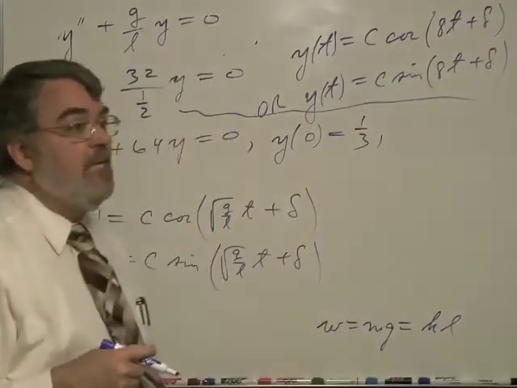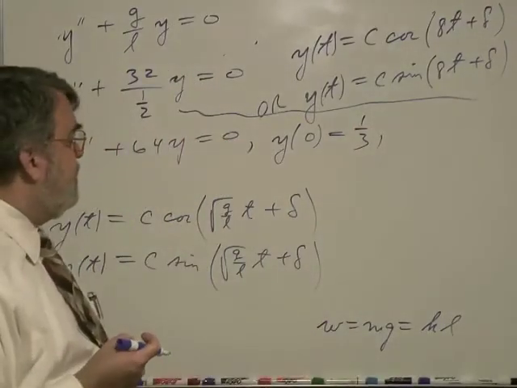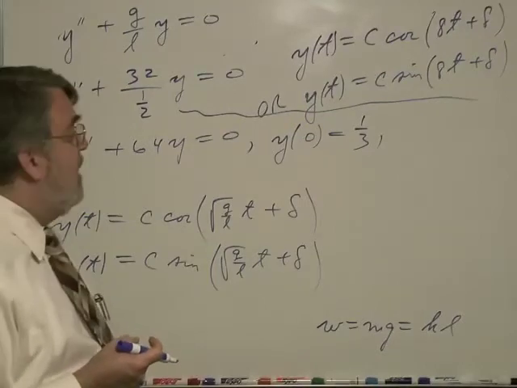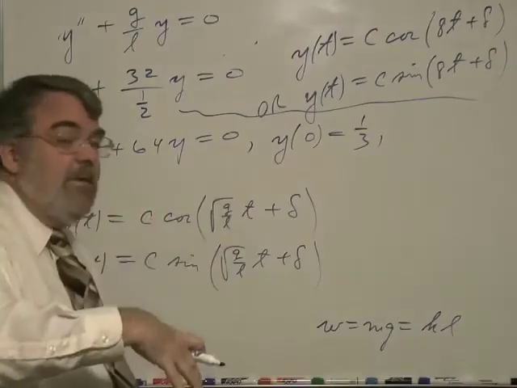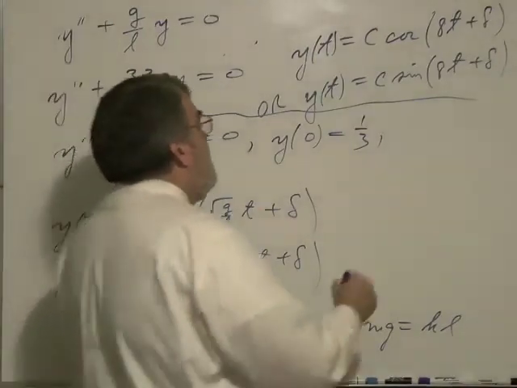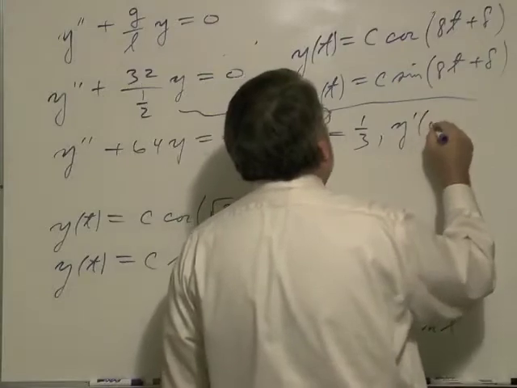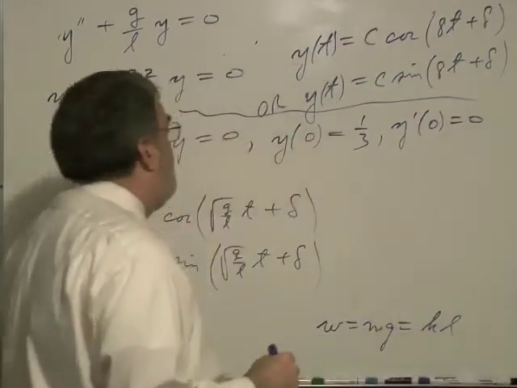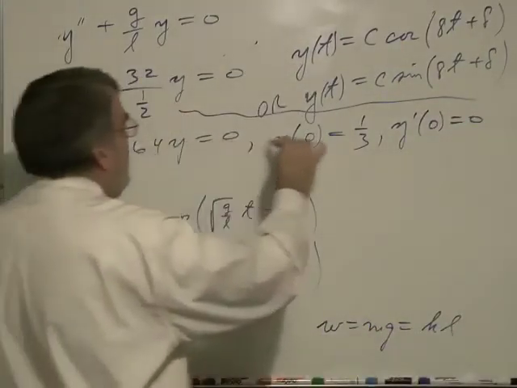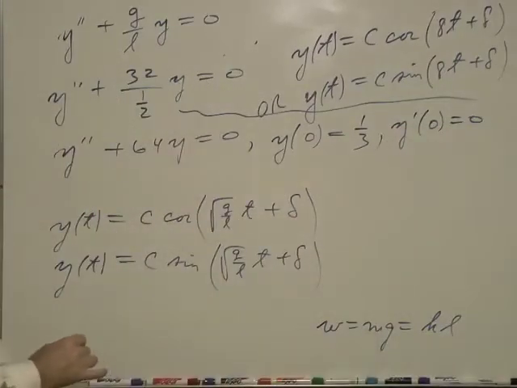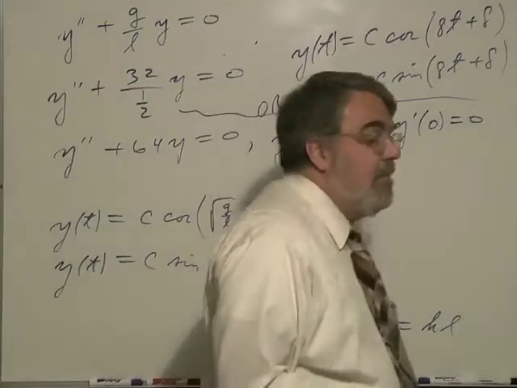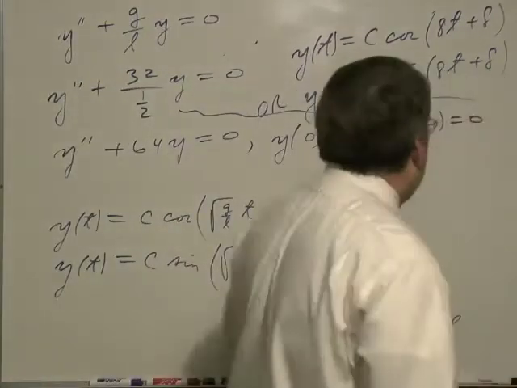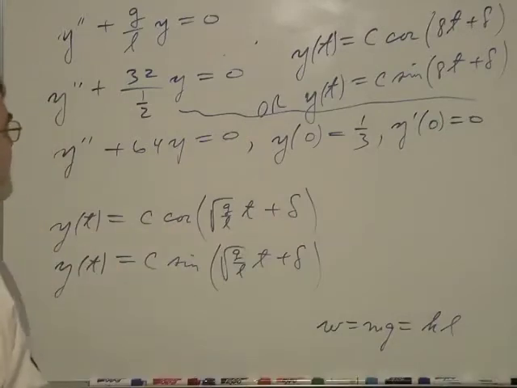So the initial position is 1/3, and then the initial velocity is going to be 0 because we just let it go. We don't tap it down further, we don't throw it upward. So first derivative is 0. So here's our full differential equation describing this problem. Y double prime plus 64y equals 0. Y at 0 equals 1/3. Y prime at 0 equals 0. So initial velocity is 0. Initial position is 1/3.